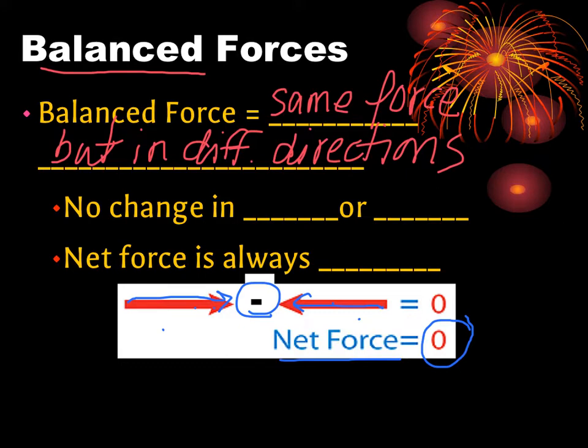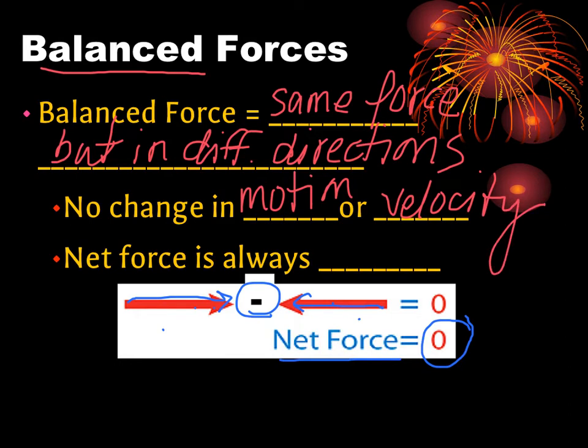And when we see this occur, we really have no change in motion or velocity of the object. Okay, no change in motion or velocity. And net force, like we said, when it's balanced, is always equal to 0 newtons. It balances out the force on one side compared to the other. They are equal.